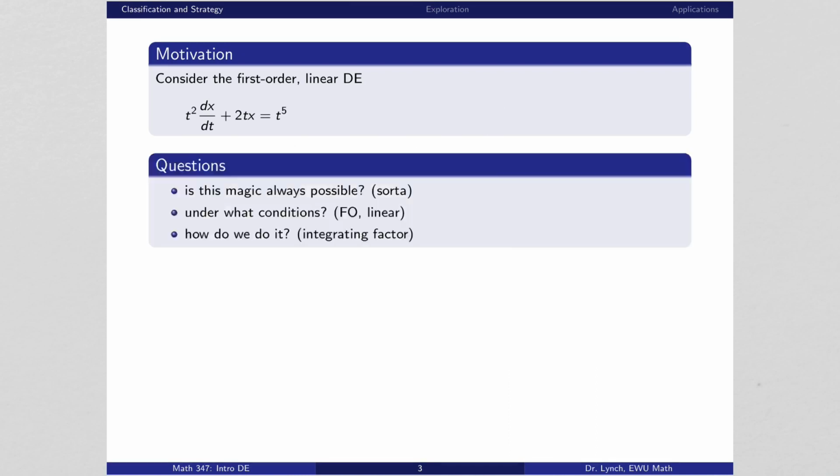So questions you might be asking are the following: is this sort of magic always possible? And the answer is sometimes. You might be asking under what conditions this sort of magic is possible, and it turns out that this magic is possible when you have first order linear differential equations. And you might also be asking how you do it, and the way you do it is with something special called the integrating factor. Okay, so more on all of those things: what makes a differential equation first order linear, what is the integrating factor, and also how to use it is just coming up next.